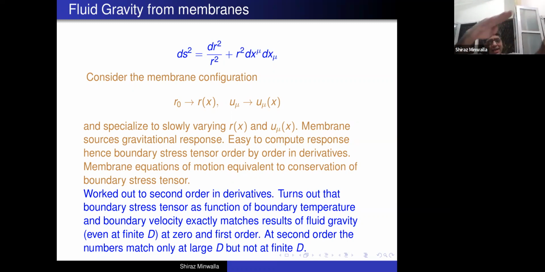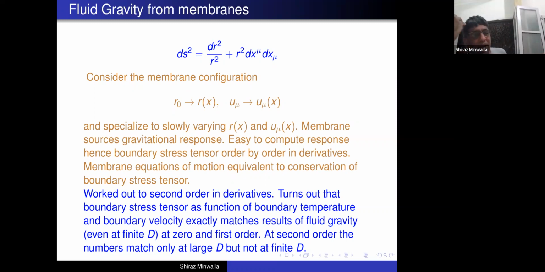But if we demand that it's more or less like a planar membrane with some small ripples, one can solve the membrane equations and then take the radiation from this membrane, push it to the boundary, find the stress tensor on the boundary of AdS, and check what the equations of motion of the membrane translate into, equations of motion for the boundary stress tensor. And it will not surprise you that if we do this, we find that the boundary stress tensor precisely obeys the equations of relativistic hydrodynamics with the constitutive relations that we got from fluid gravity.